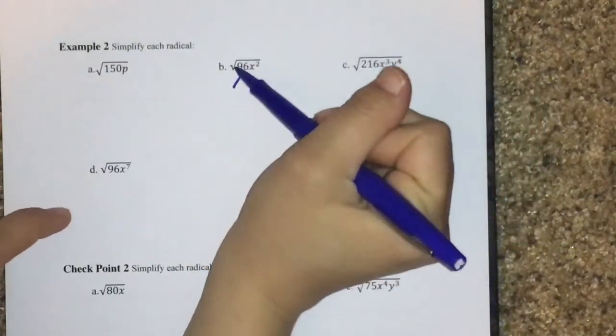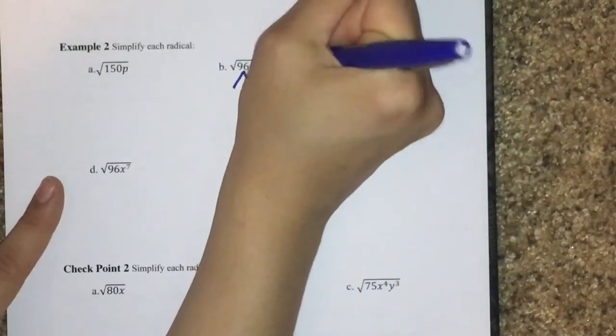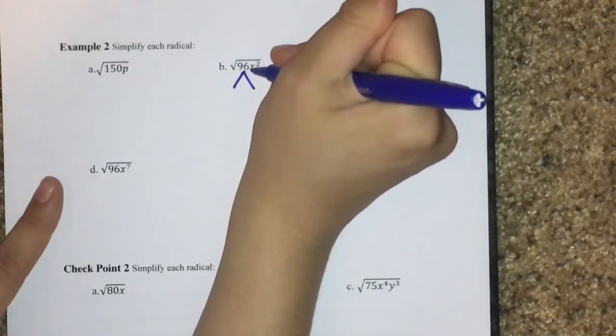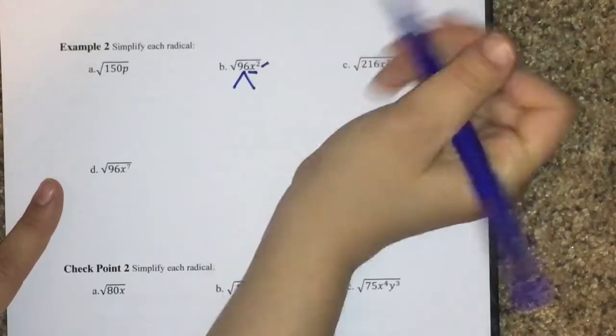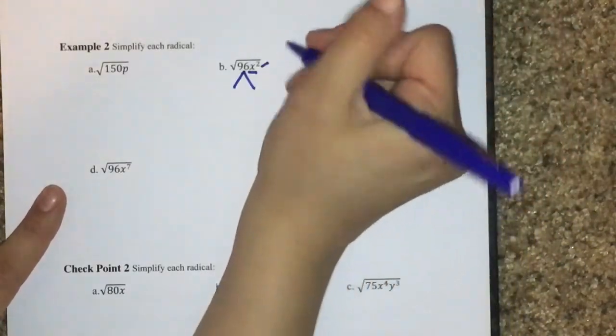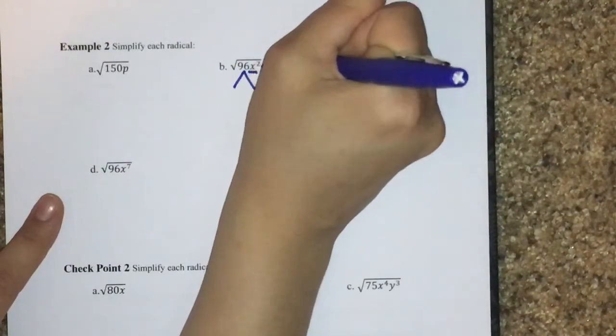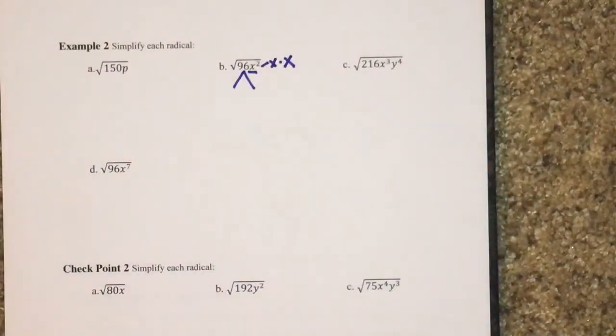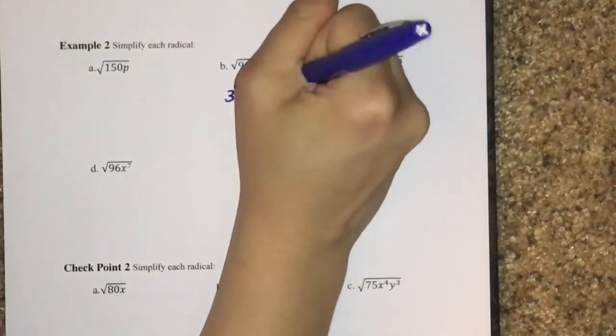Not only are we going to have to break down 96, we are also going to have to break off x squared. Let's actually start with x squared. What two things multiply to x squared? X times x. So you're always going to write out your variables. Then, what two numbers multiply to 96? In this case, we know 96 is divisible by 3, so we could do 3 and 32.